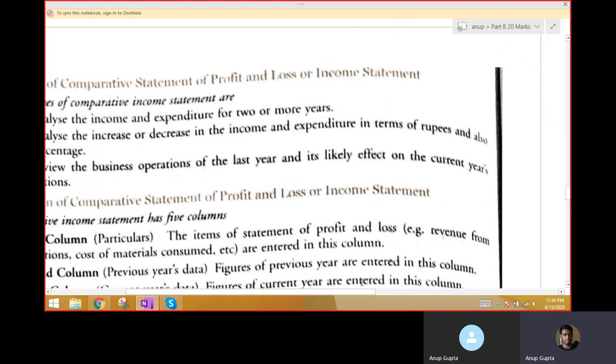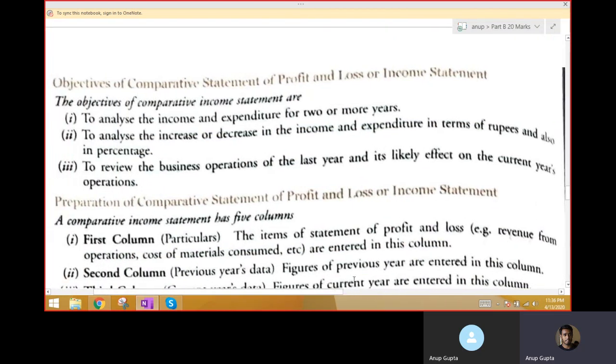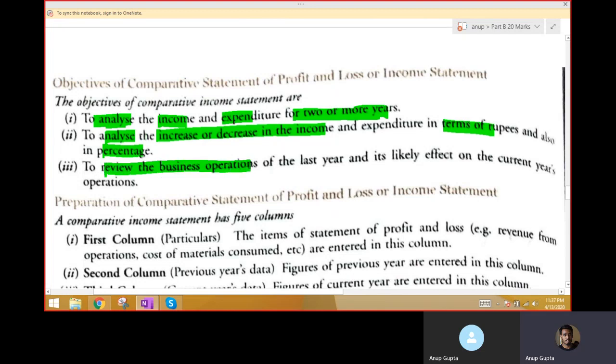Okay, however, there are some objectives to prepare this. The first one is to analyze the income and expenditure for 2 or more than 2 years. Then to analyze the increase and decrease in income, the trend, in rupees and also in percentage. So we see the trend of increase, how much we have increased in our direct expense, indirect expense, finance cost, how much depreciation and amortization, what are the changes in rupees as well as the percentage. And the last objective is to review the business operation in last year and its likely effect on the current year operation.